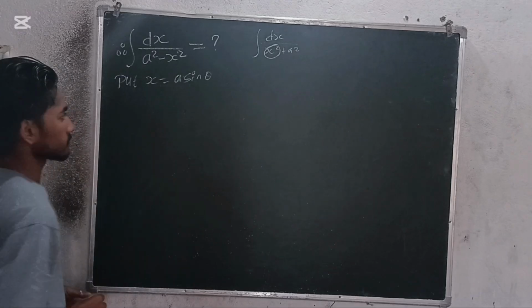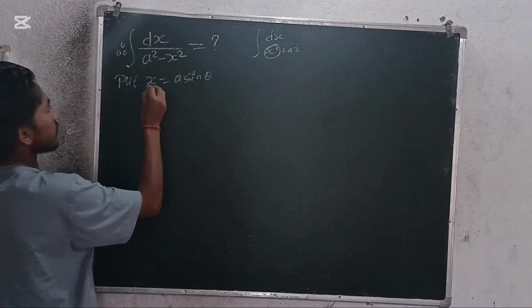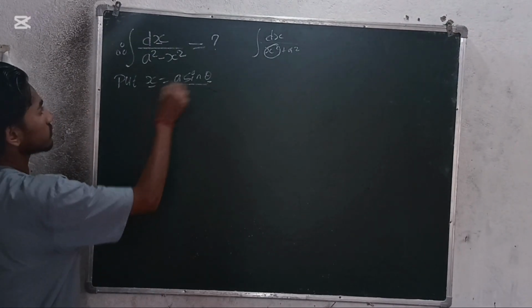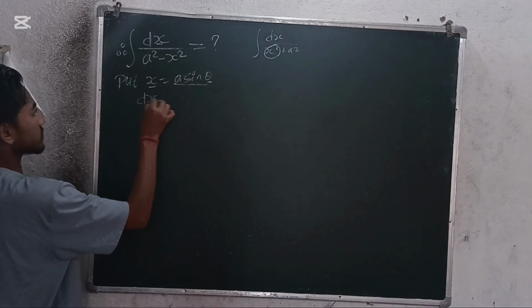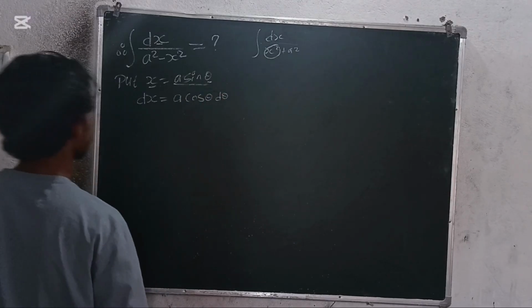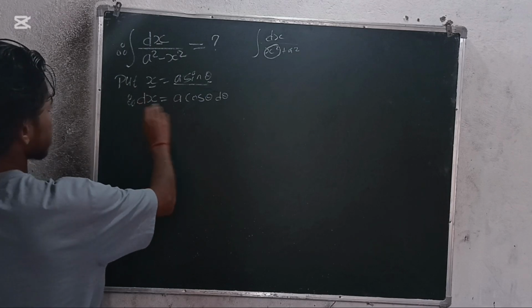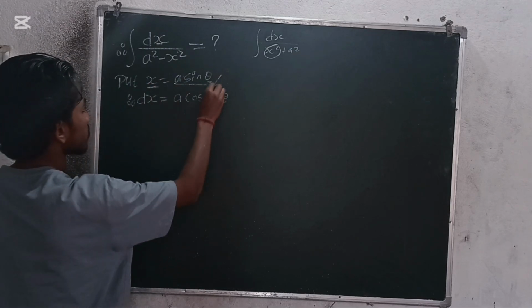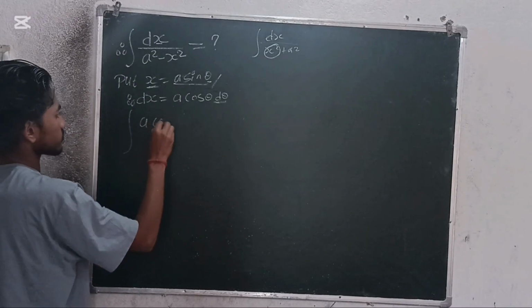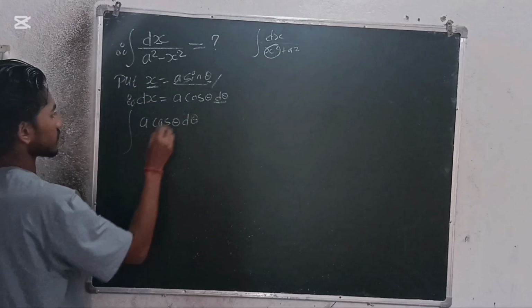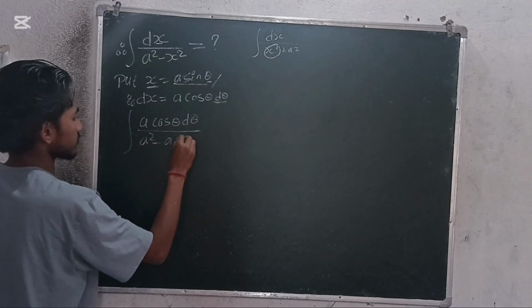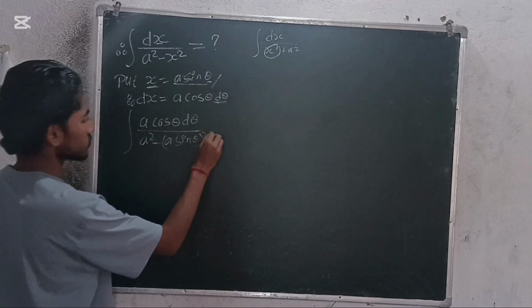a sine theta. Since x is in terms of theta, dx must also be in terms of d theta. So dx can be represented as a cos theta d theta. This would be my dx in terms of d theta, and this would be my x in terms of theta. So now we have a cos theta d theta over a squared minus a sine theta whole squared.